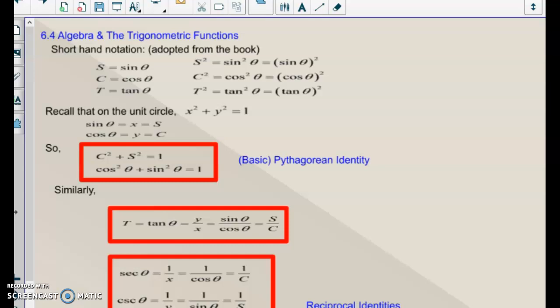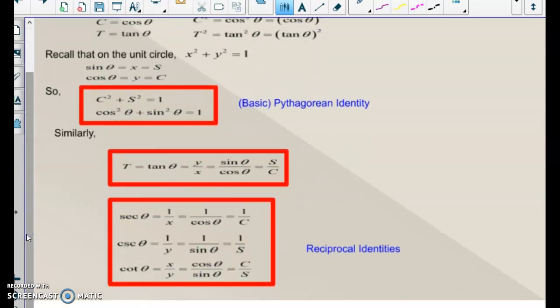If we recall from our unit circles, we know that x squared plus y squared equals 1 on that unit circle. So if we replace our sine and cosine with those x and y's or vice versa, we get that the cosine squared plus the sine squared equals 1. Similarly, we know that the tangent is the sine divided by cosine, and we get all these other shorthand notation stuff. You should take the time to pause this and write it down.